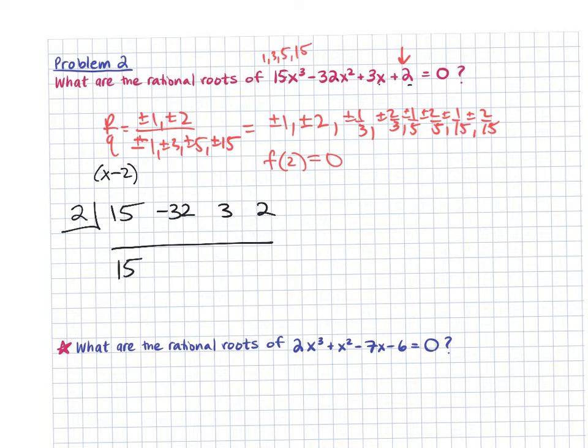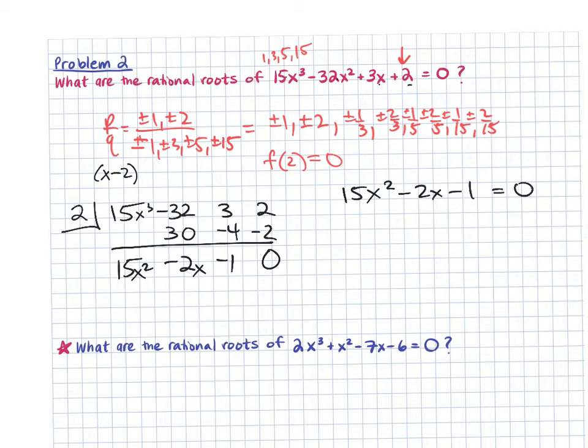Okay, bring your 15 down, multiply that, 30, minus 2, minus 4, minus 1, -2. Here we can see that that works. And now we have 15, remember x squared, since this is x third, you go down 1, x squared minus 2x minus 1 equals 0.